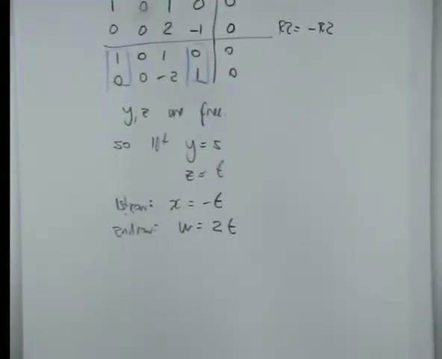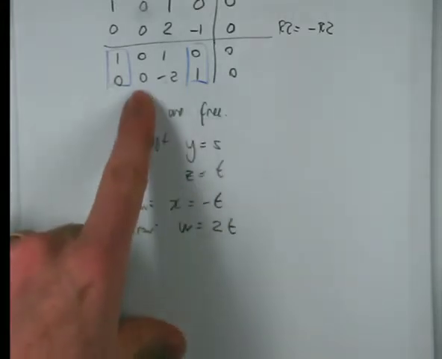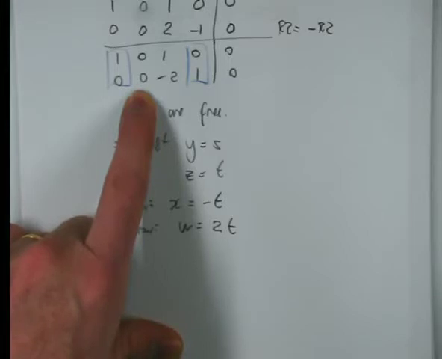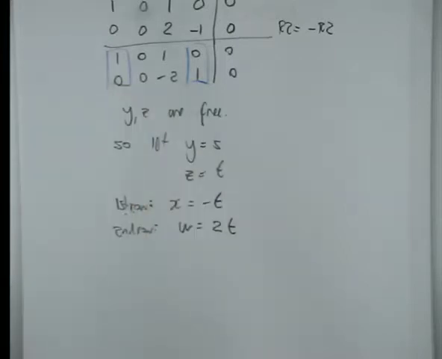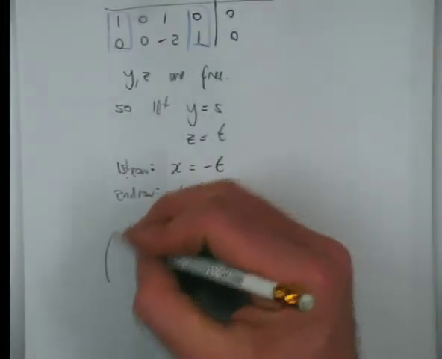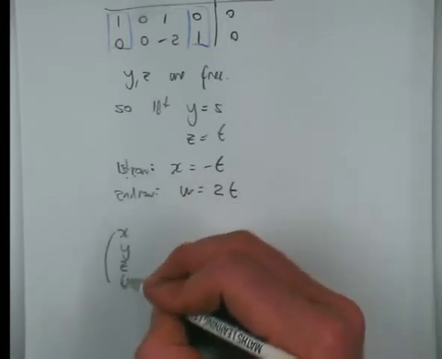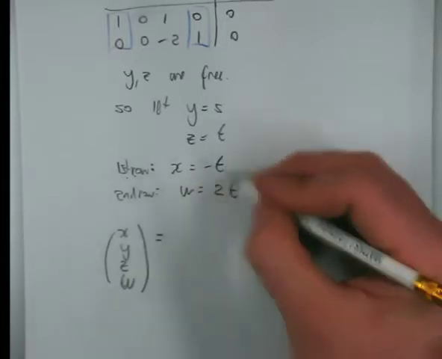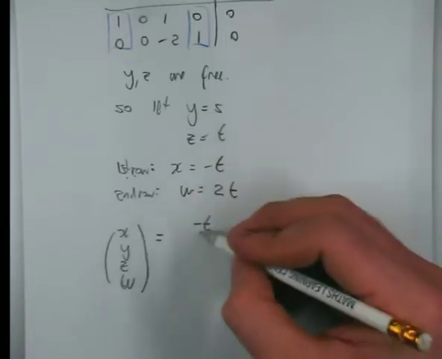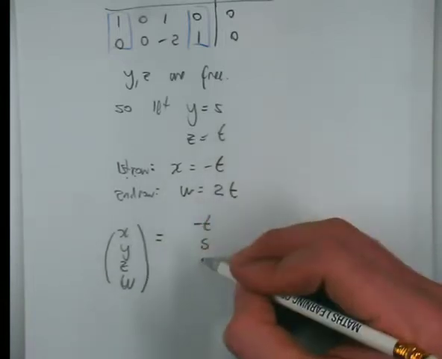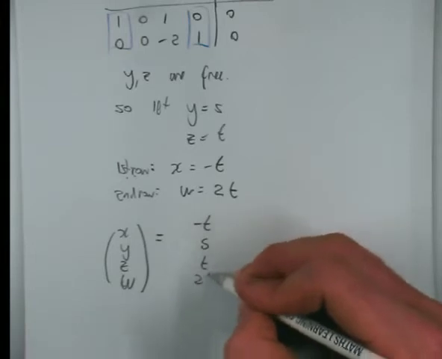I need to point out, there's a column of zeros here. That means that that variable is free. Do not ignore it. It does not mean that that variable is 0. It means that we know nothing about y, so it can be whatever we want. Okay, so I can now get that x, y, z, and w. X is equal to minus t, y is equal to s, z is equal to t, and w is 2t.